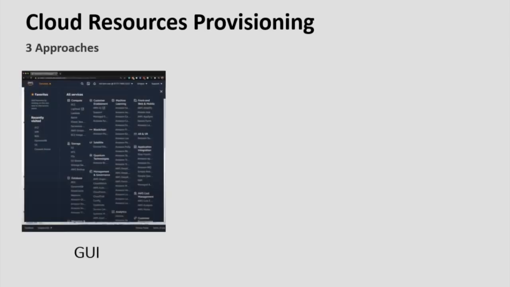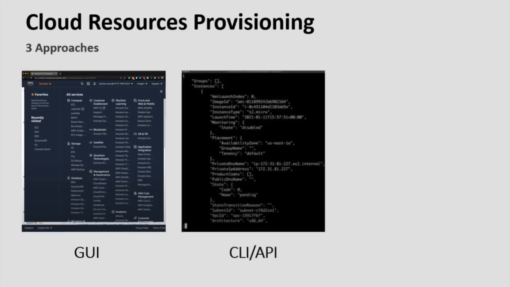There are three approaches to provision resources on the cloud. The first one, which is mostly used, is the GUI, the graphical user interface. We go to the website of the cloud provider and use it to manage our resources on the cloud. Another way is using the CLI. They have modules we have to install on PowerShell or Bash in Linux, and we can use these CLIs or APIs to manage our resources.